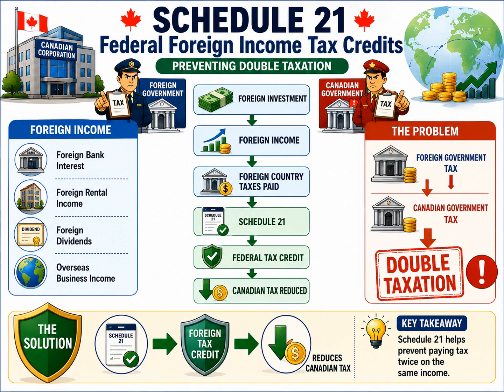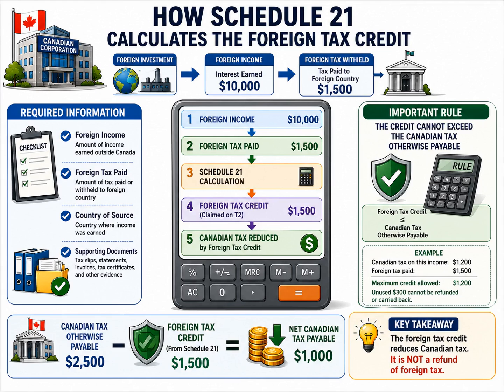The key takeaway is this: Schedule 21 helps prevent paying tax twice on the same foreign income. It is an important part of Canada's international tax system, ensuring that corporations receive appropriate relief when their foreign income has already been taxed outside Canada. Now that we understand why Schedule 21 exists, let's see how the foreign tax credit is actually calculated.